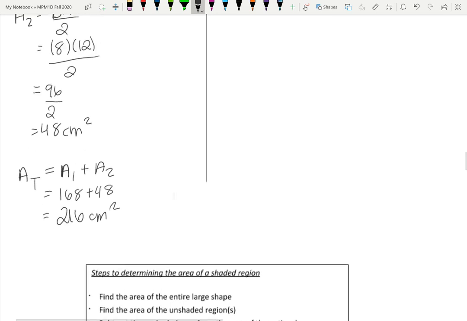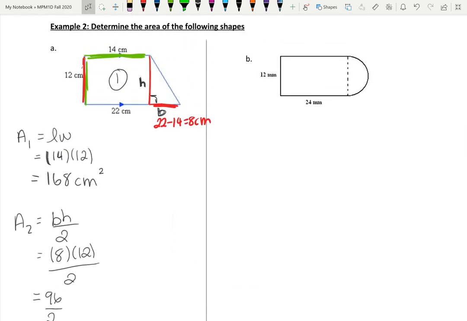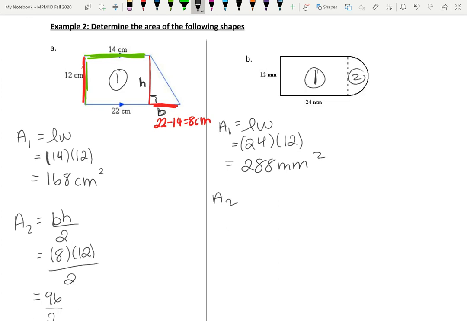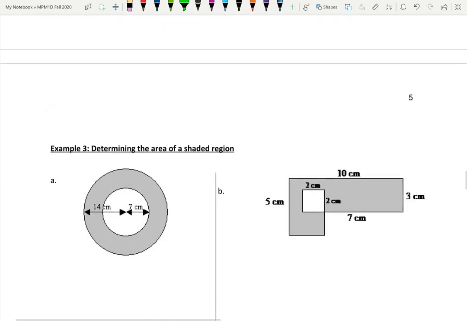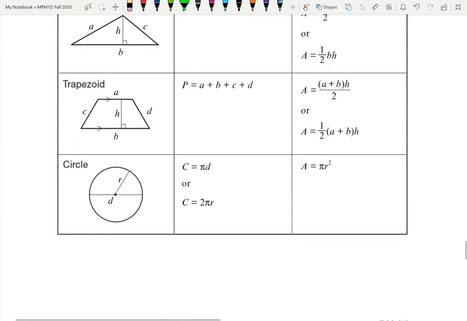Okay, let's practice again. All right, so we have area of a semicircle and area of a rectangle. So area 1 will be our rectangle. So the length is 24 and our width is 12, 288 millimeters squared. Area 2 is our semicircle. Okay, and again, you can go and reference the formula sheet for area.